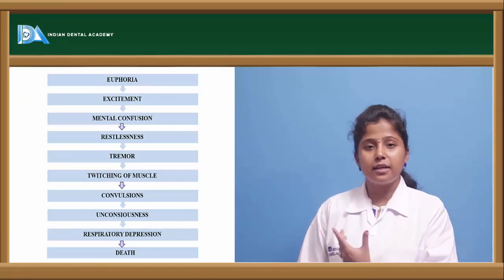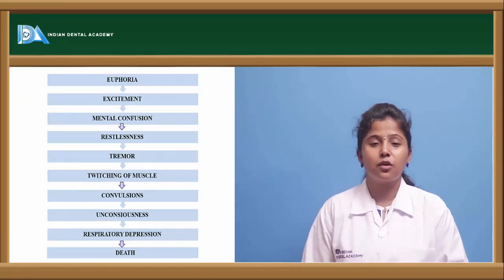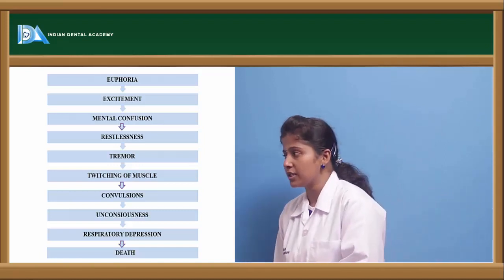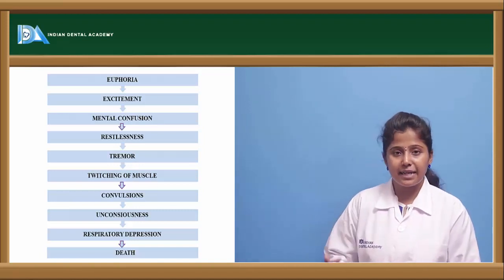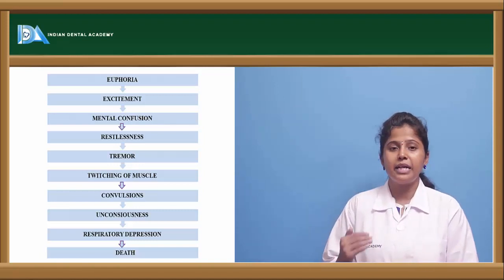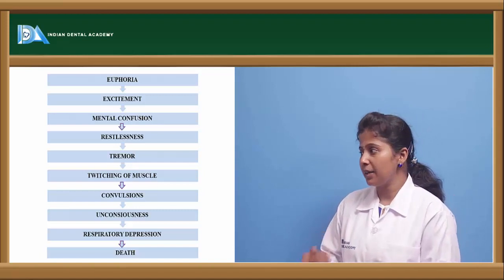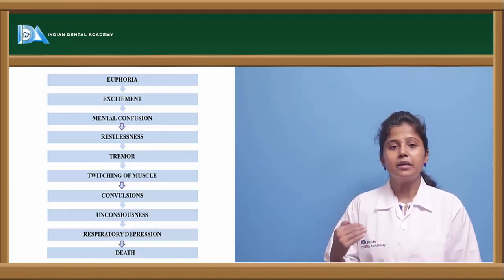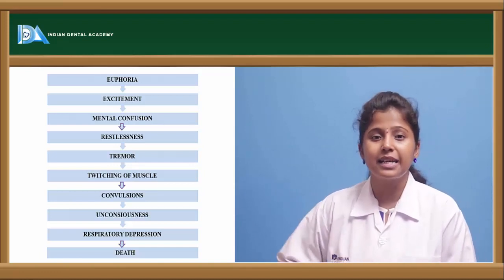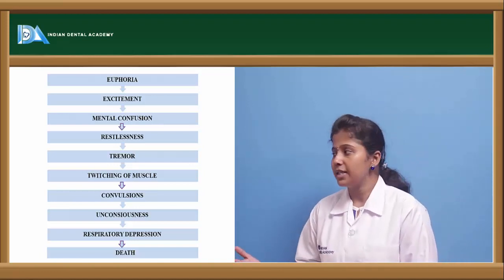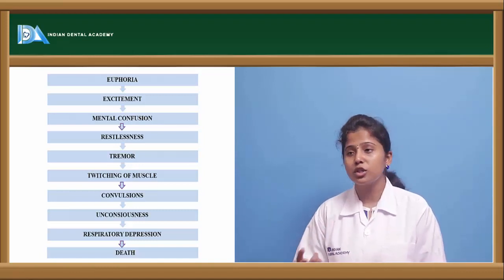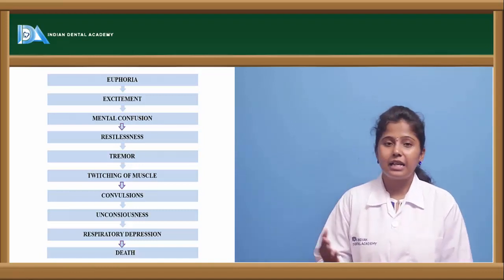Here we can see how they are acting on the CNS. First, it causes a euphoric condition where the person feels pleasure, and then it causes excitement of the central nervous system, and then mental confusion. The mental state of the person is impaired, and because of the mental confusion, it may cause restlessness. If the person is undergoing restlessness, there occurs stress, and thereby there are chances of getting tremors, and once the tremors are there, it causes twitching of the muscle, and finally it leads to convulsions.